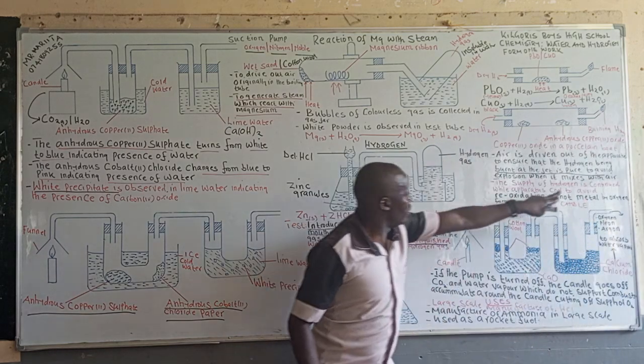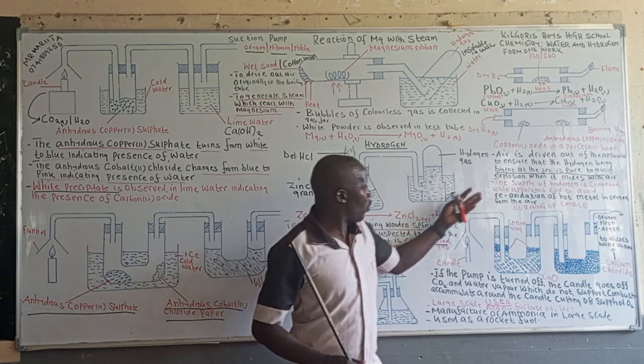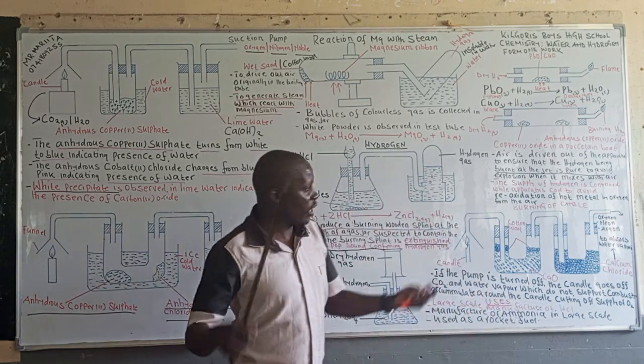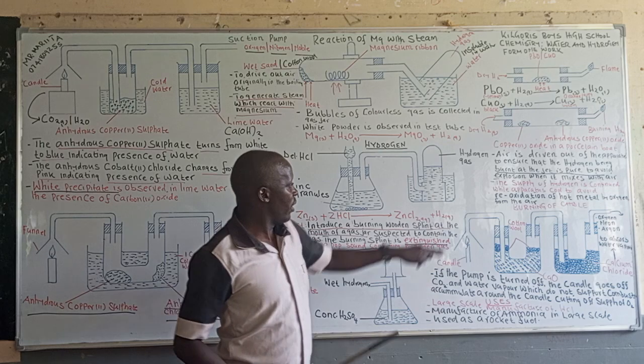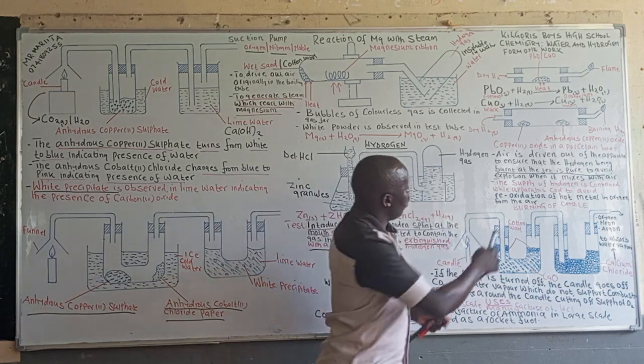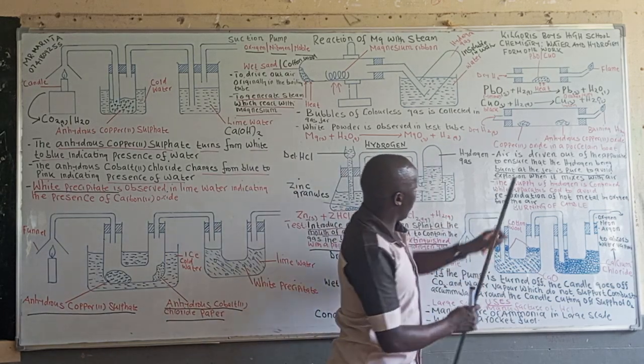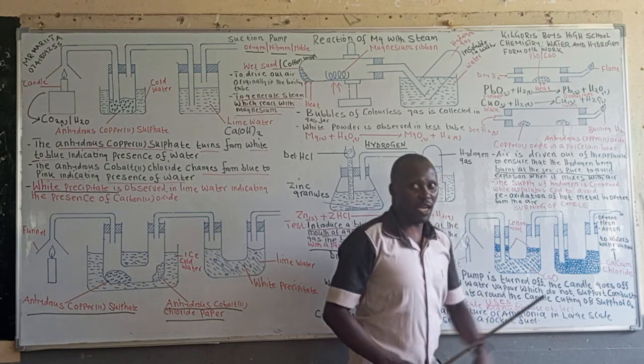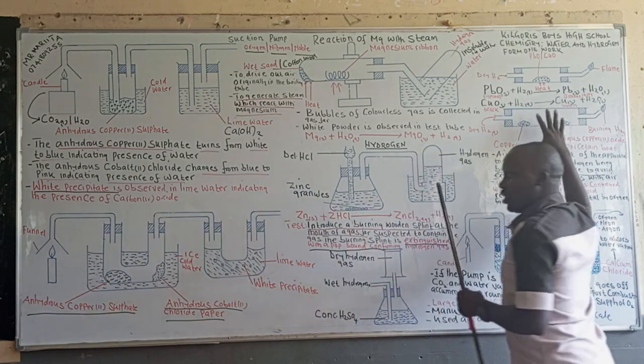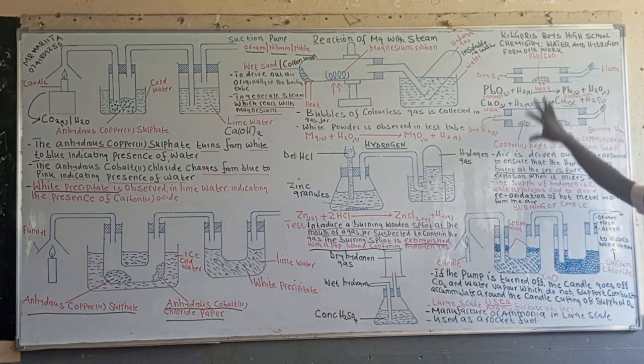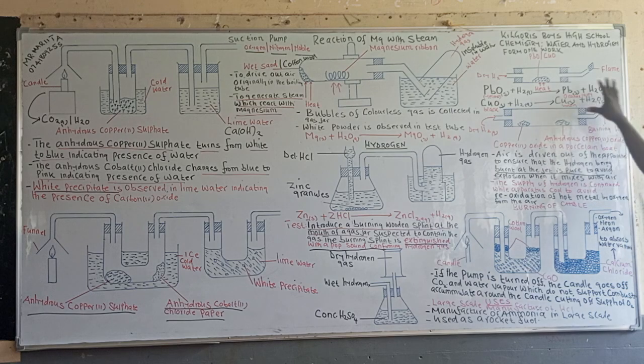The supply of hydrogen must be continued while the apparatus cools. And while doing that, it is to avoid the oxidation of the hot metal by oxygen from the air. So those are some of the things that you are supposed to know when there is a reaction of hydrogen with the metals.